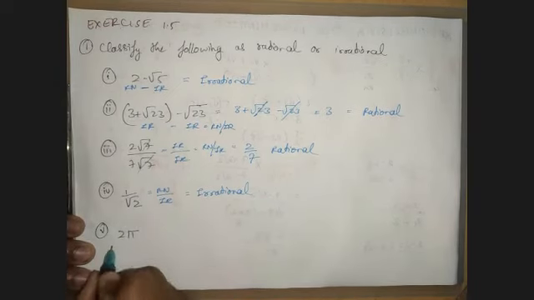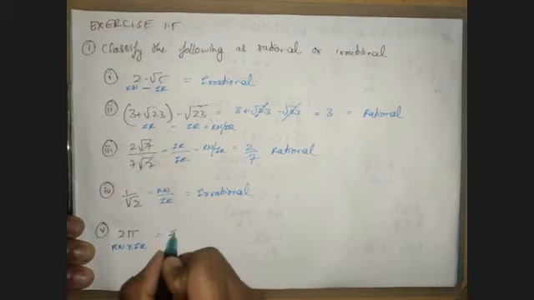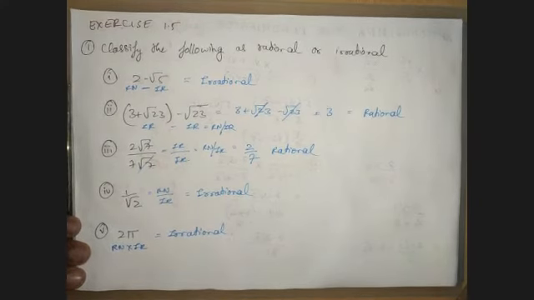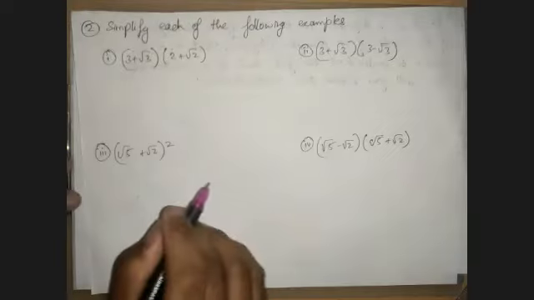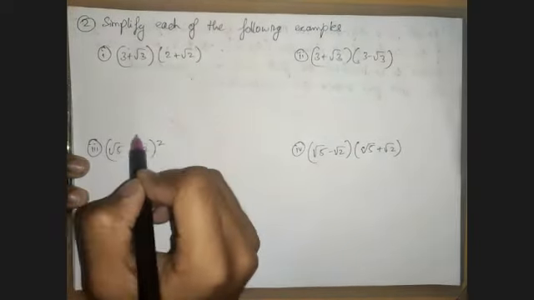Right? Now this is a multiplication. It is a rational number into an irrational number. So this is also definitely irrational. We will look at the next exercise. Let us simplify each of the following examples.